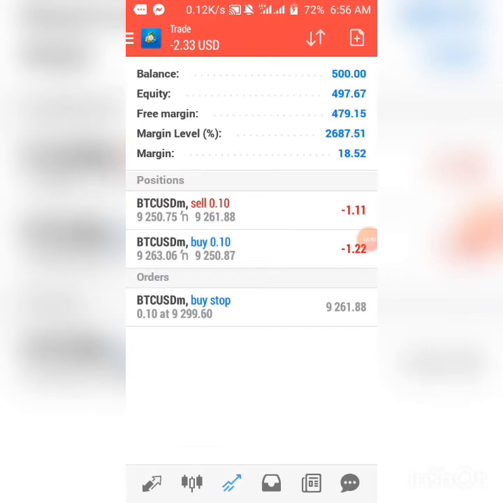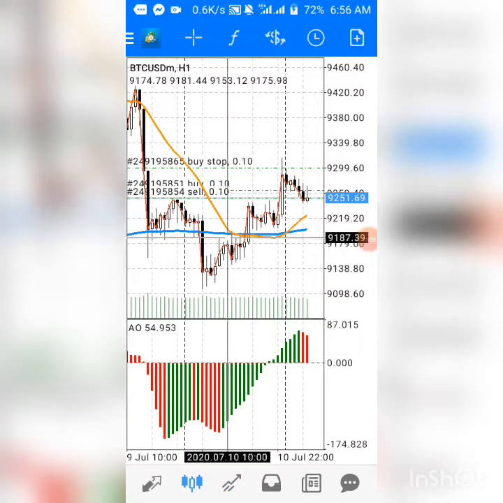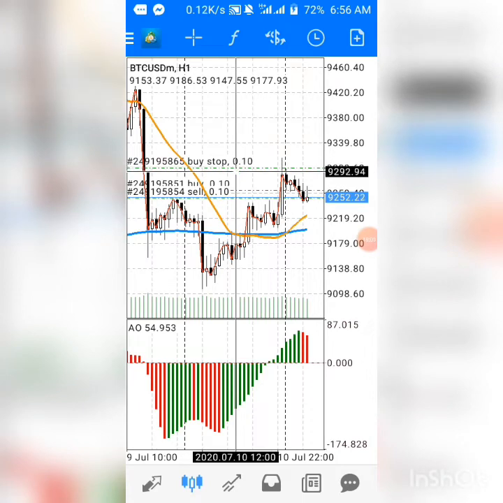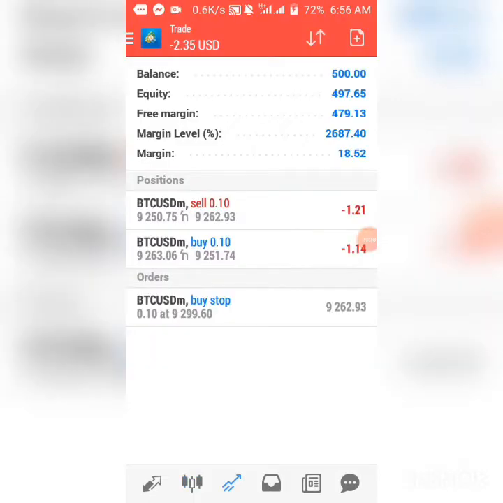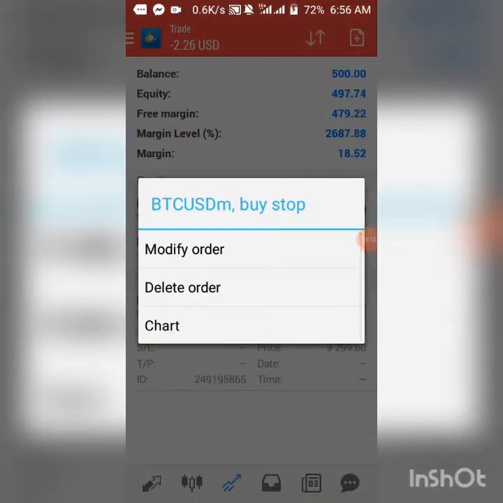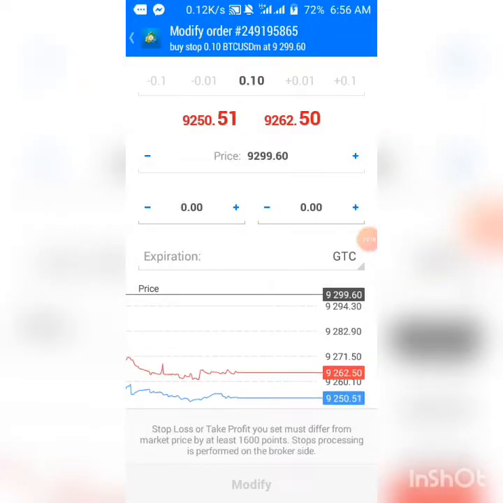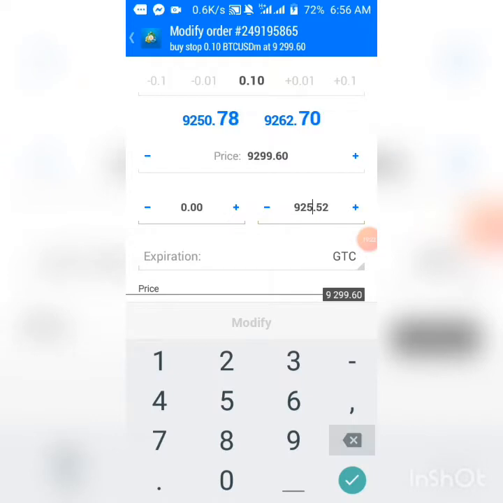9299.6. So I can take profit for this order. Let me set my pending order. When the market goes up, it will pick this buy stop. So I can set my take profit as 9318.9. So I'll press down on this order and then click modify order. So I have 9299. Let's say 9318. So I press modify order, and then you can see 9318.